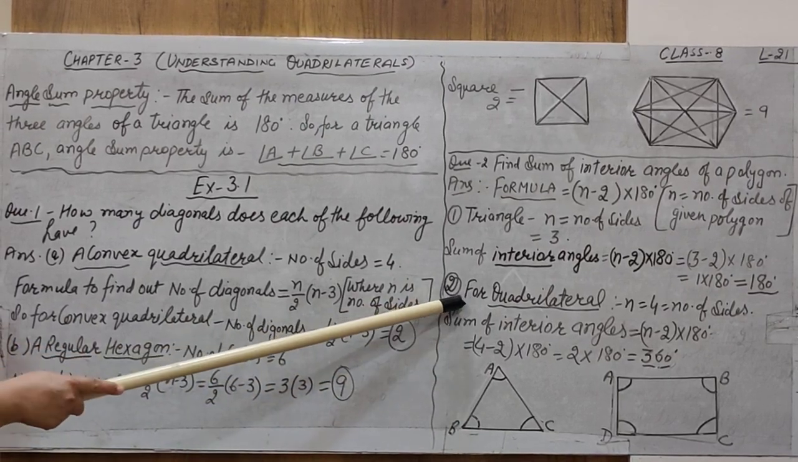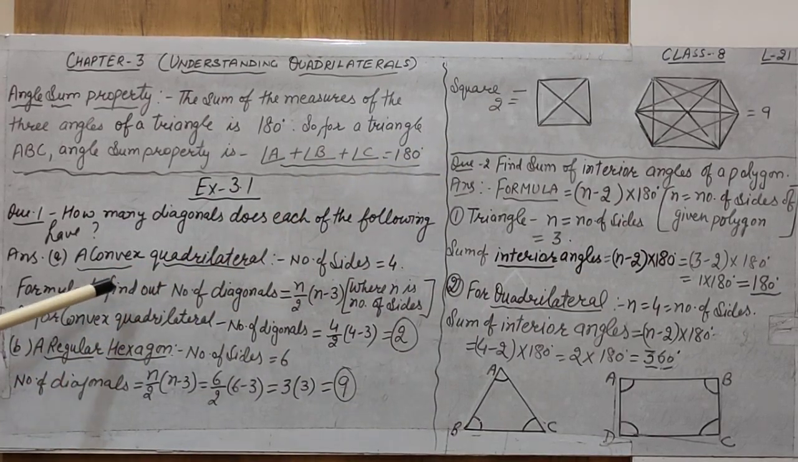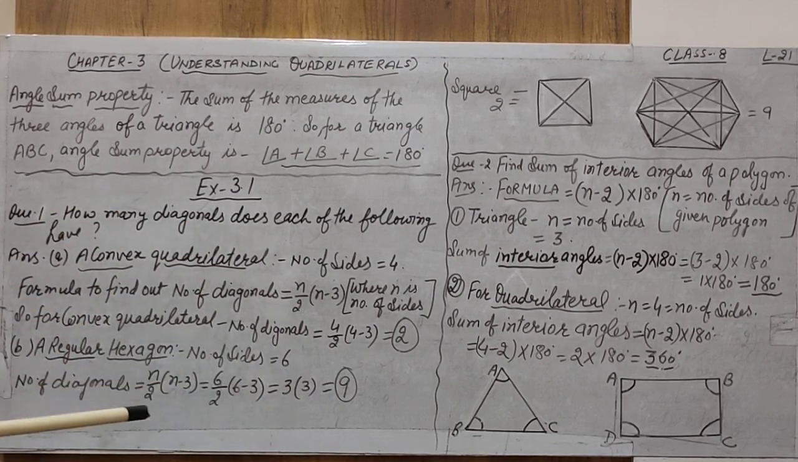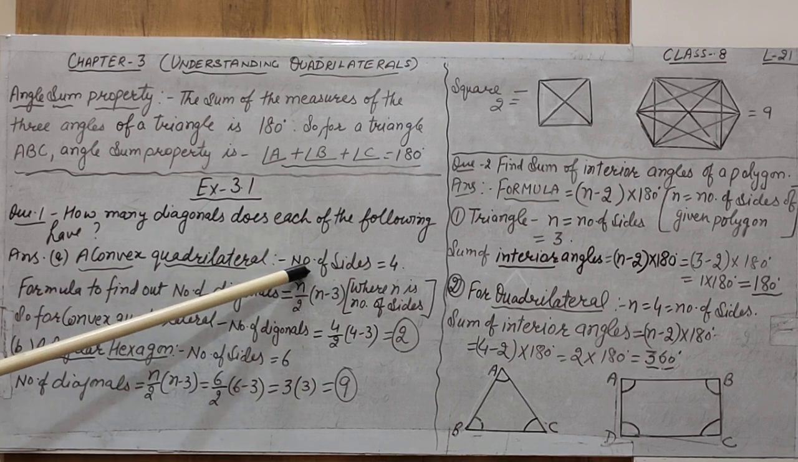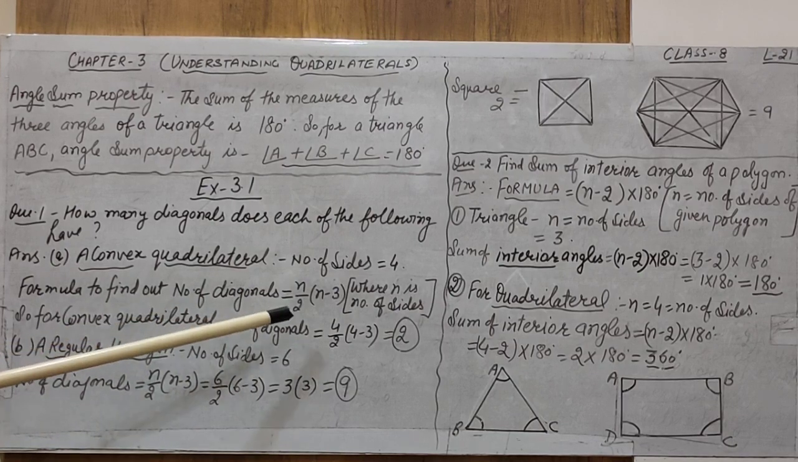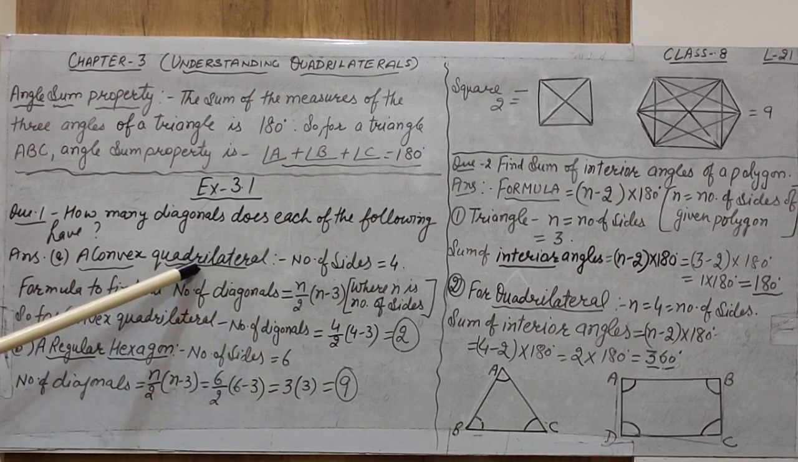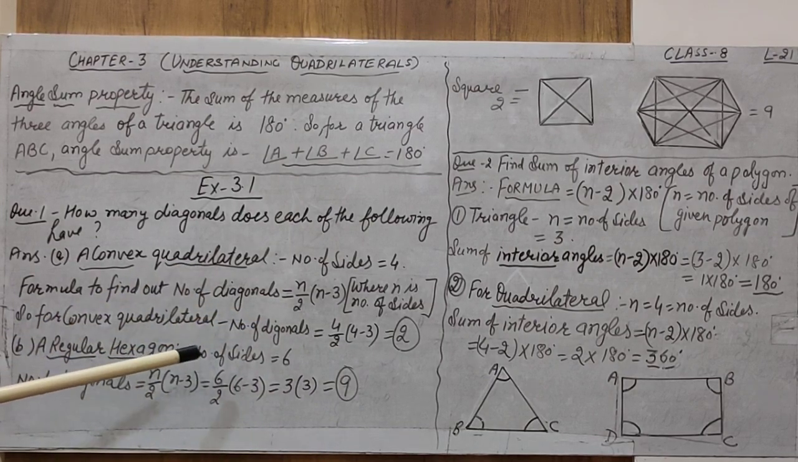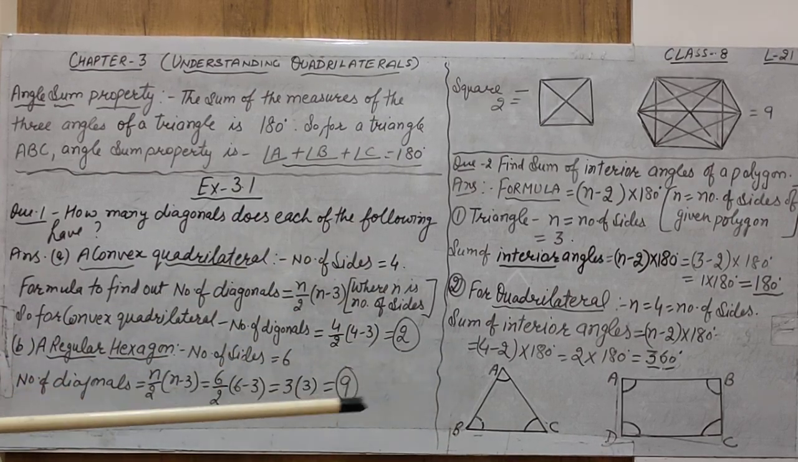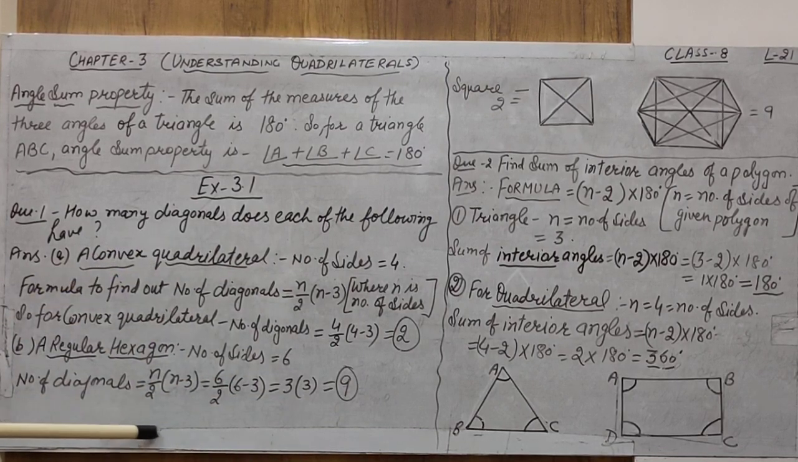So students, you have to find out the number of diagonals for all the polygons. You must find out and draw a table related to it, in which on one side you must write the number of sides, and on the second side of the table you must write the number of diagonals. Using this formula, you have to find out for all the polygons, like I have found for the quadrilateral and hexagon. Now you find out for triangle, for pentagon, for hexagon, and up to 10 sides you must find out the number of diagonals.